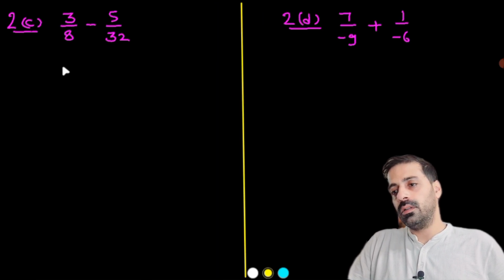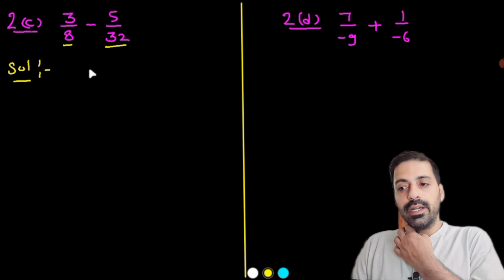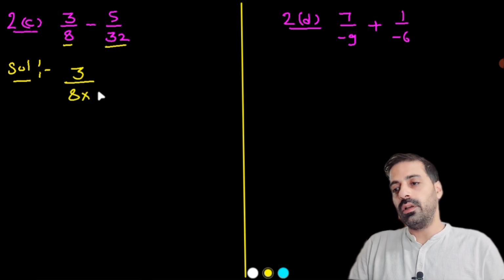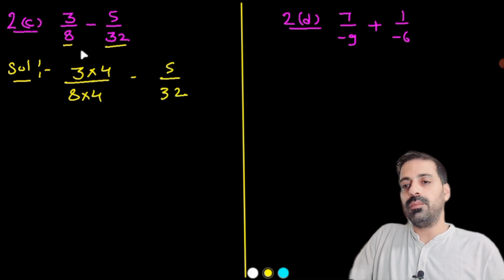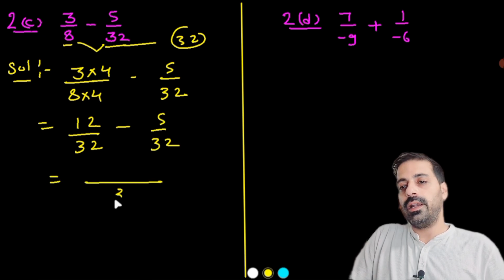Now move to the third part, C part of question number 2. So here again the denominator is different, so directly I can multiply here by 4 and here by 4. Here the denominator is 32 because the LCM of 8 and 32 is 32. Okay, that is why I am making the denominator 32. That is 12 upon 32 minus 5 upon 32. So now the LCM is 32 here. So 12 minus 5. So the answer is 7 upon 32.